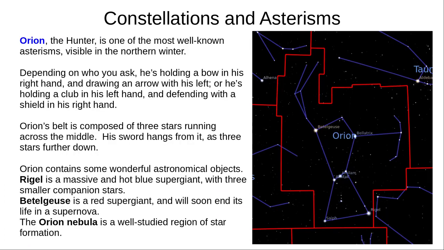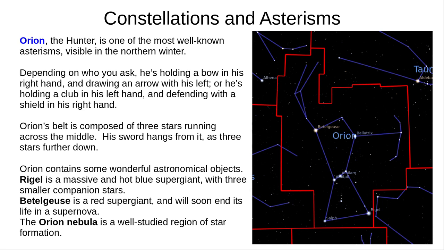Orion, the Hunter, is one of the best known asterisms, easily visible in the northern winter. Some people say he's holding a bow and arrow, others say it's a shield and club. Orion's belt is a smaller asterism within Orion, of 3 stars in the middle of his body, and 3 stars lower down show his sword hanging from it.